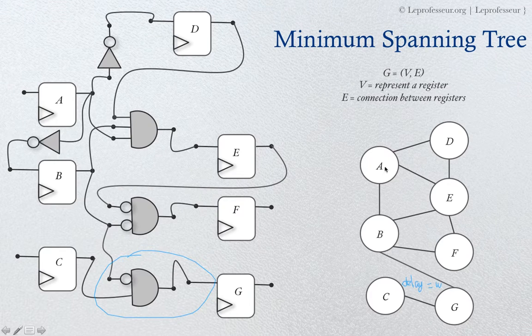So as you can see here, we have simply represented this whole digital circuit in a graph representation. V, the node, is nothing but a register or flip-flop, and E connects in between registers. Very simple, nothing complicated here.